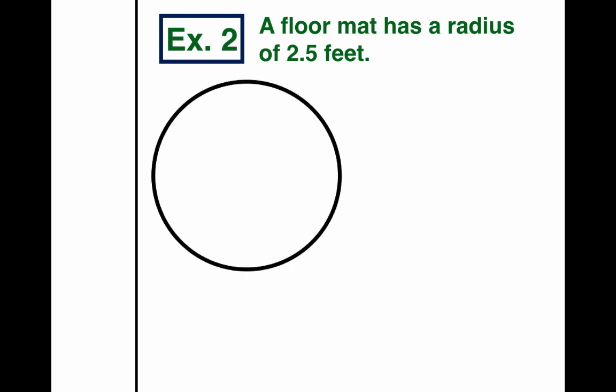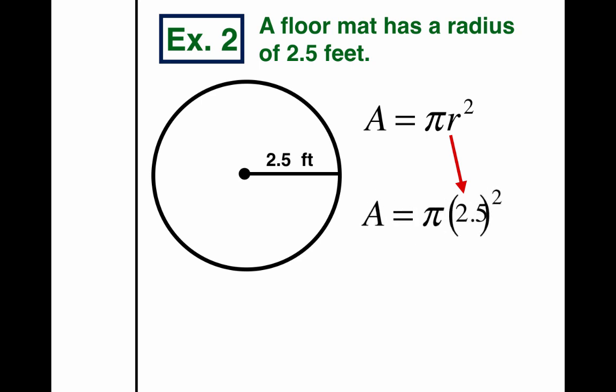So here's our floor mat. We're going to draw it in our notes. Looks like a circle. Measuring to the center is 2.5 feet. We're going to find the area. Well, the formula for area is pi r squared. In this case, what's r? Oh, it's 2.5. So we're going to take pi times 2.5 squared.